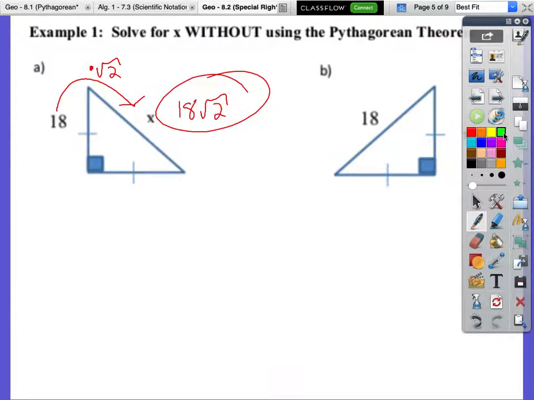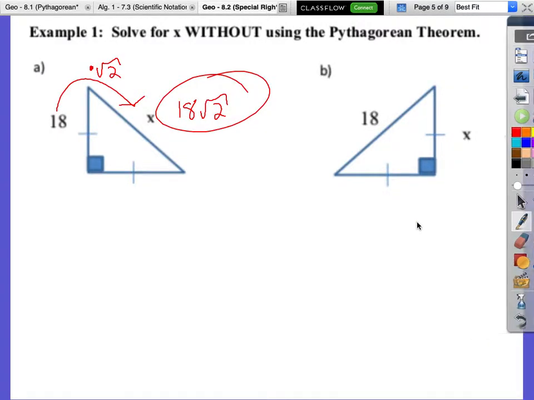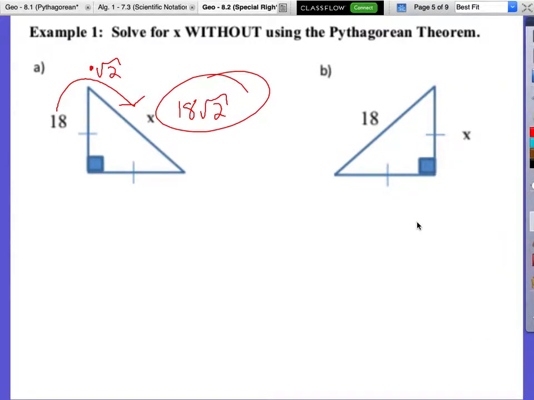Okay. Nice. Okay, hey, on B, what are we given? The hypotenuse. How do we go back to the leg then? Divide by the square root of 2. So we take 18 over the square root of 2. Do we want to leave our square root in the denominator? How do we get it out of the denominator?